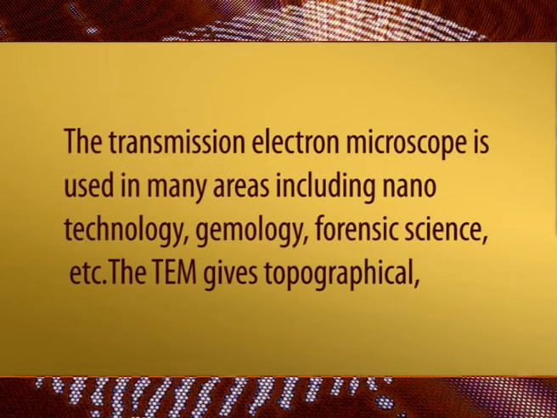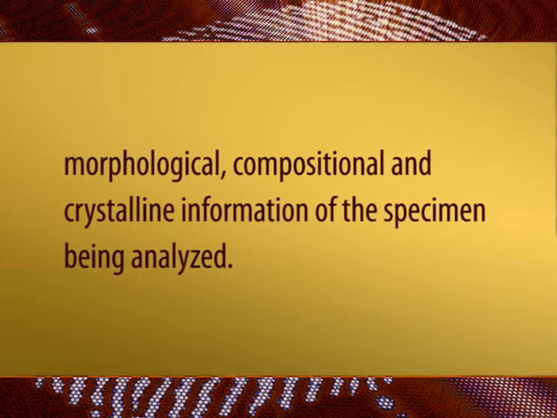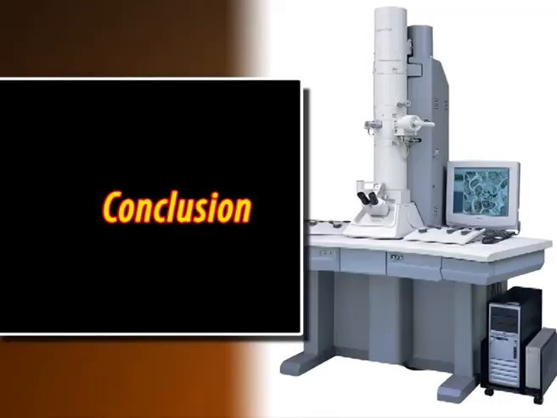The transmission electron microscope is used in many areas including nanotechnology, gemology, forensic science, etc. TEM gives topographical, morphological, compositional and crystalline information of the specimen being analyzed. The images obtained help to visualize samples at the molecular level, thereby helping in analyzing the structure and the texture. This information is important in the study of metals and crystals, but also has industrial applications.